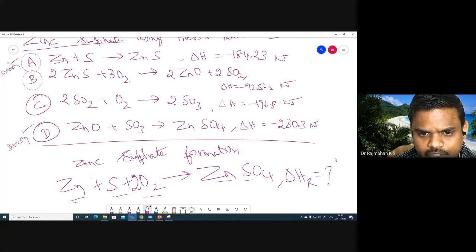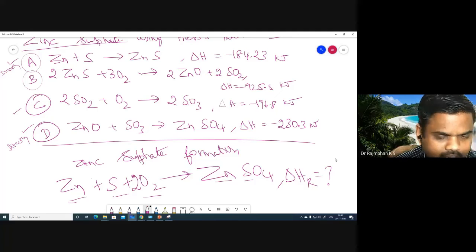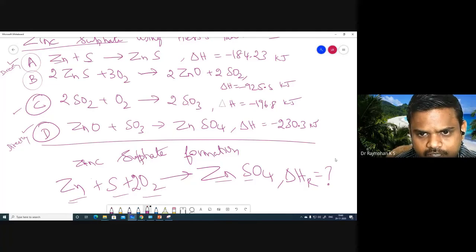Here SO3 is there, and this also has SO3, so we can use this directly. Similarly, zinc oxide is here, and this also we can use directly. But this reaction has two zinc oxide and this has one zinc oxide, so we may have to divide by 2 so that it gets cancelled. But there are two SO2 here, so that also needs to be taken care of.